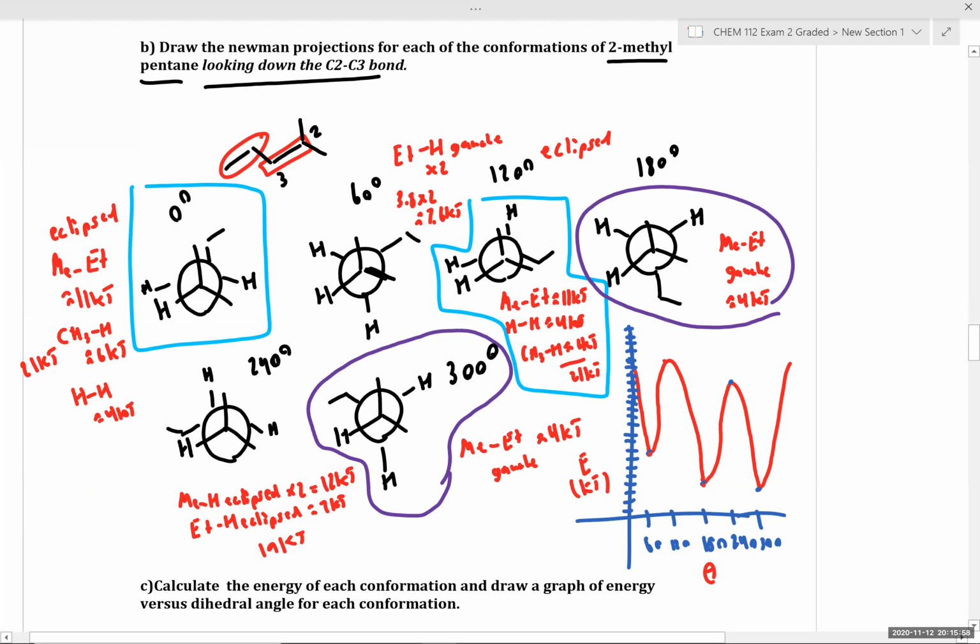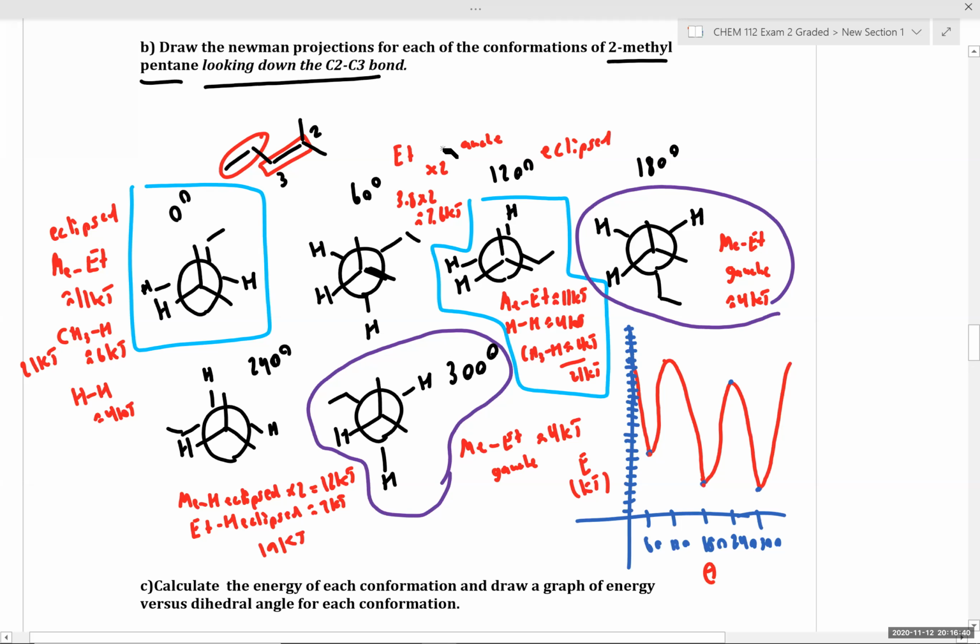Okay, so we're going to draw all of our conformations. First we're going to draw the eclipsed conformation where we have our bulkiest substituents lined up. So we have our methyl and ethyl lined up, and we have a methyl and hydrogen lined up. The methyl ethyl eclipsing is about 11 kilojoules, the methyl hydrogen is about 6, and the hydrogen hydrogen is about 4, giving us a total of 21 kilojoules of torsional strain. We rotate our back carbon, our carbon-carbon bond, 60 degrees, and that gives us the following structure with 2 ethyl.